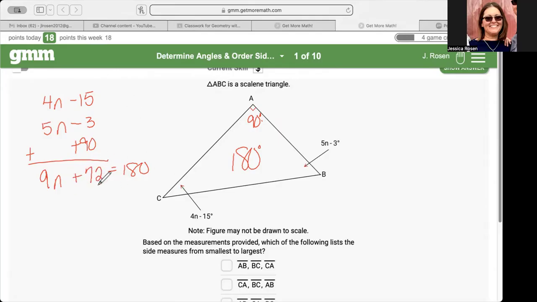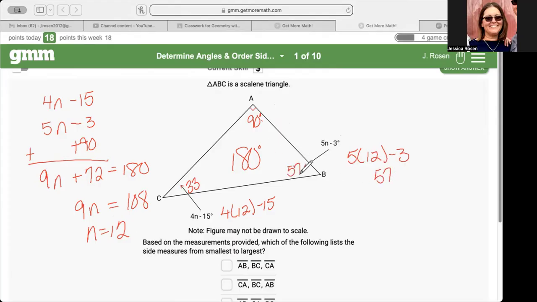And now I have my two-step equation. So I'm going to do subtraction property of equality, which is 108. And then division property of equality is 12. So I know n is 12, and then we're just going to substitute this in. So 4 times 12 minus 15. Just going to put that in my calculator, and that gets me 33. And then 5 times 12 minus 3. Just put that in the calculator, and that gets me 57.